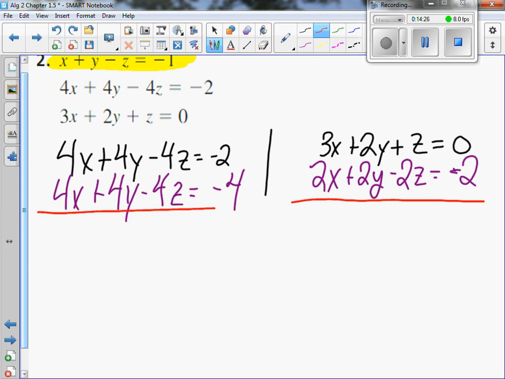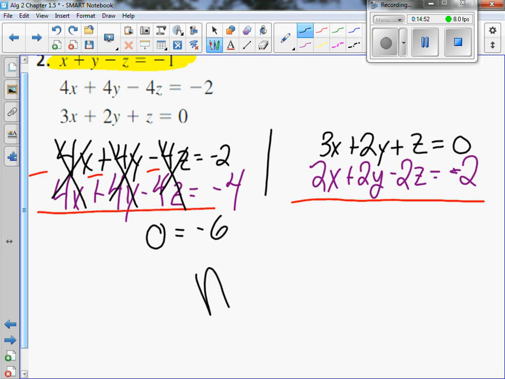Since the values of y are the same, we're going to subtract. When the signs are the same of what we want to eliminate, we subtract. When they're opposite, we add. 4x minus 4x is? We're done. Get her done.